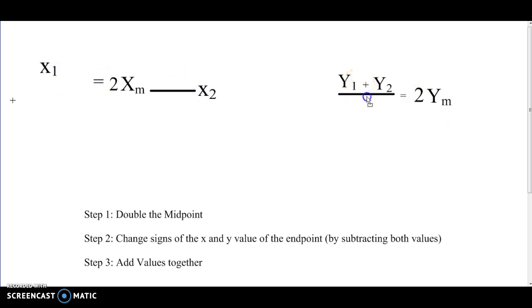And you do the same thing for the other side. So that's why my second step, I say to change the signs of the x and y values. And then you're technically going to add them together. So I'll show you an example.